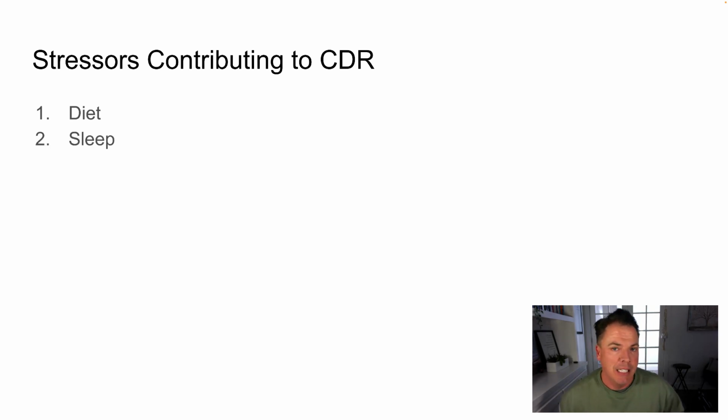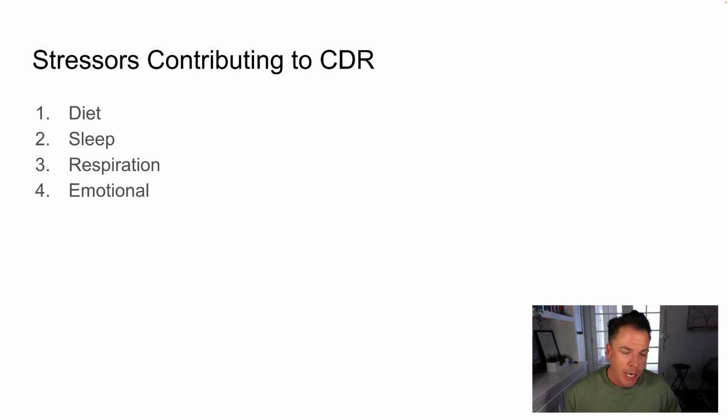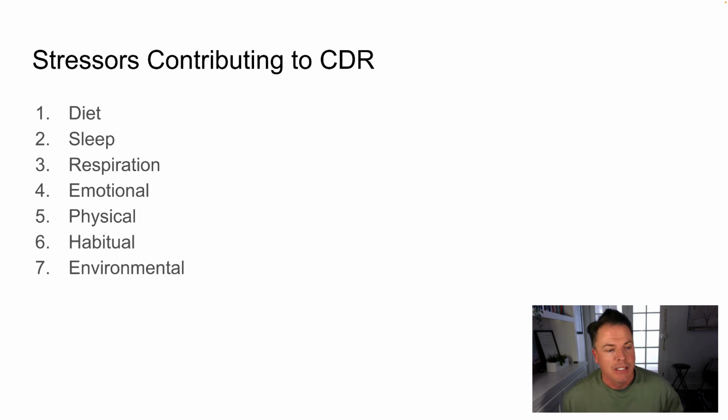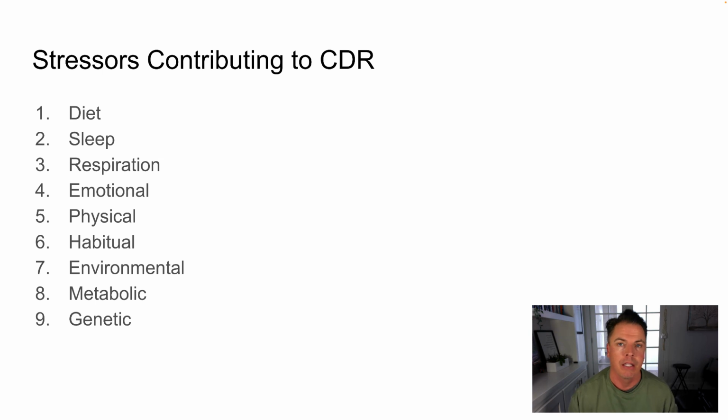Number 2 is sleep. Not getting adequate sleep causes stress to the cells. Number 3 is respiration, as in breathing in and breathing out, that type of respiration. Number 4 is super important with emotional. Number 5 is physical. Number 6 is habitual, or your daily habits. Number 7 is your environment. Number 8 is metabolic, and then 9 is genetic, and I put it at the end of the list for a reason. Not everything that we don't know how to deal with is genetic, and I'll explain that a little bit more.